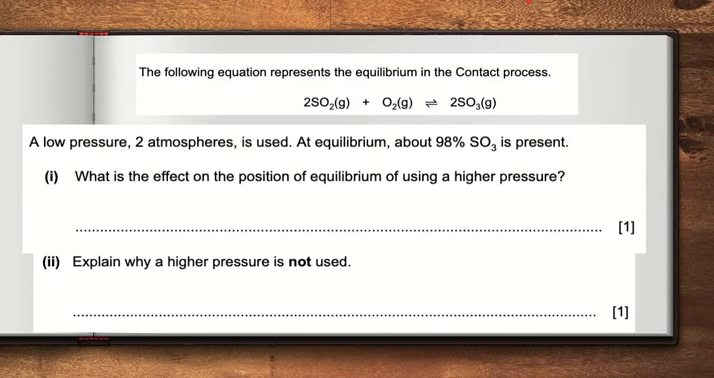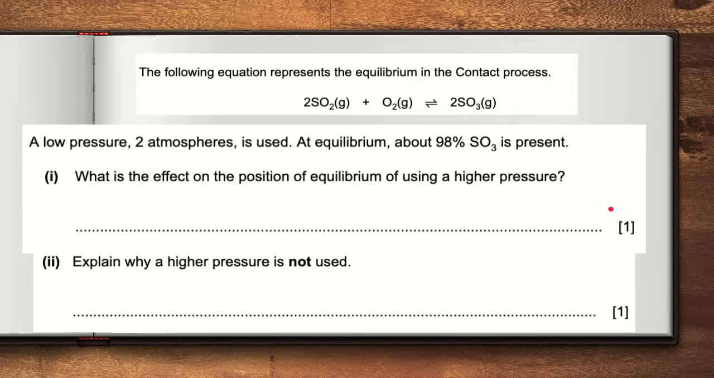This one again is about the contact process here. But again, even if we know nothing about the contact process, it really doesn't matter. We just apply the rules that we've learned. A low pressure, 2 atmospheres is used. At equilibrium, about 98% of sulfur trioxide is present. What is the effect on the position of equilibrium of using a higher pressure?